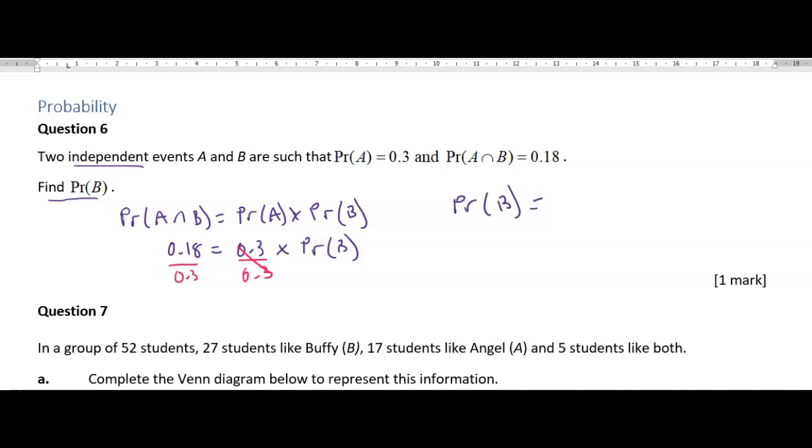We've got 0.18 divided by 0.3. So how many times does 3 go into 18? It's 6. So your answer is going to be 0.6. All right, I might just put a square around the final answer.